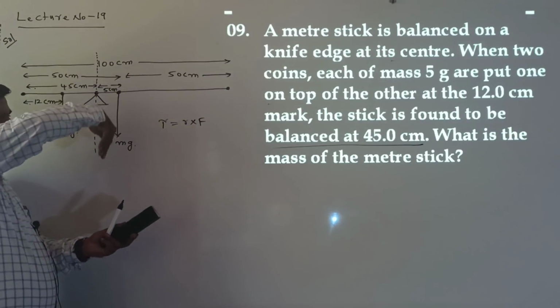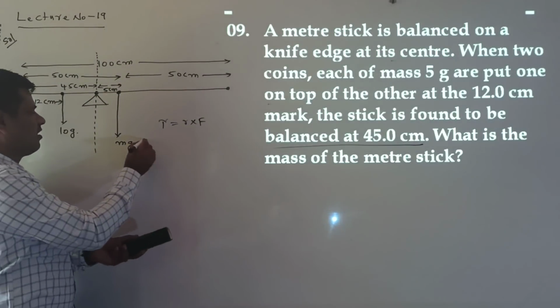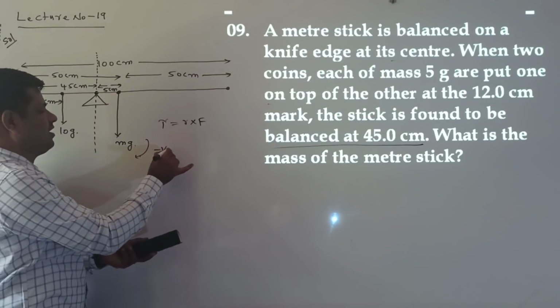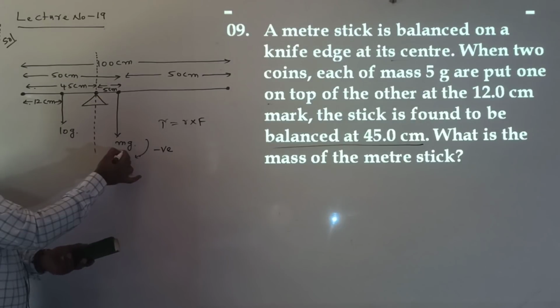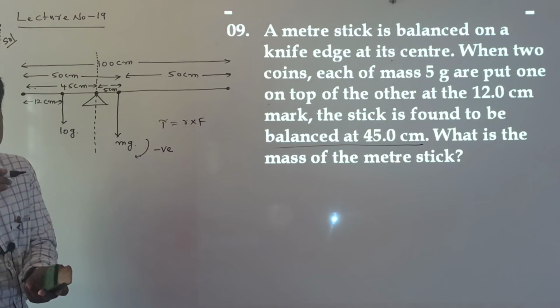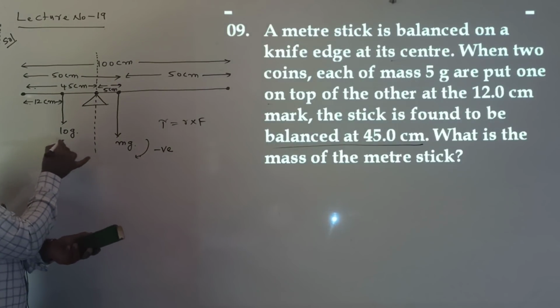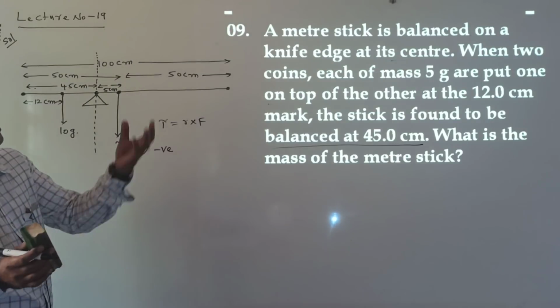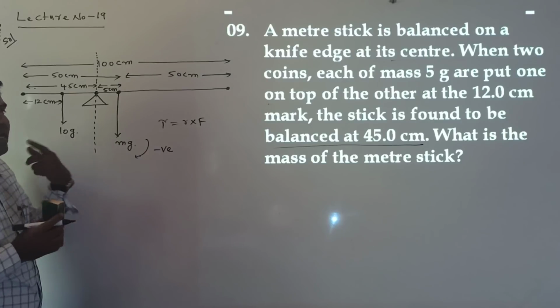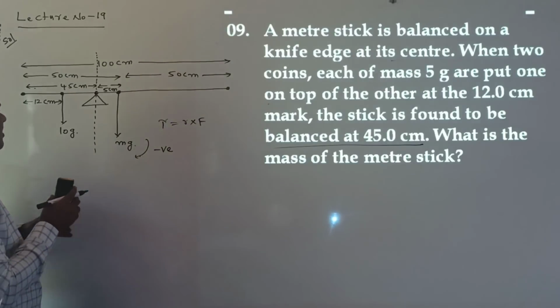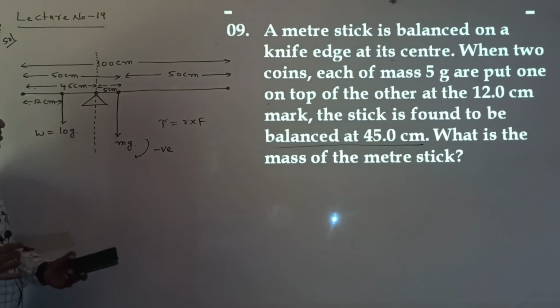This is rotating like this. This is a clockwise torque. Clockwise torque is taken as negative. Now, this is the weight mg, the weight of the stick. Now, what is 10g? This is the weight of the 10 grams. Here g means acceleration due to gravity. This is nothing but a weight.